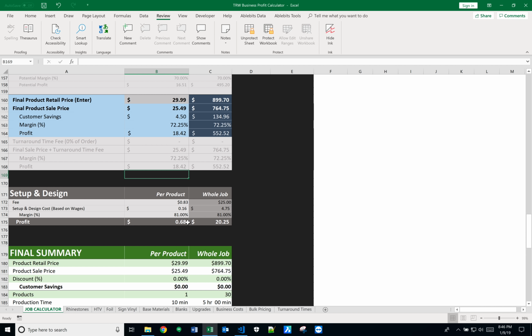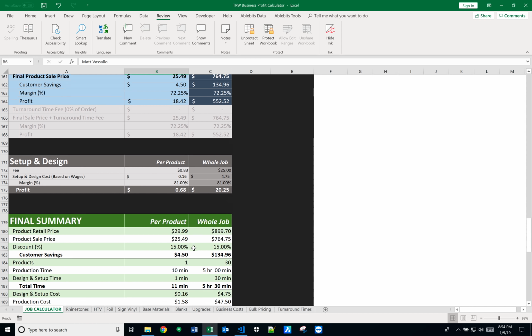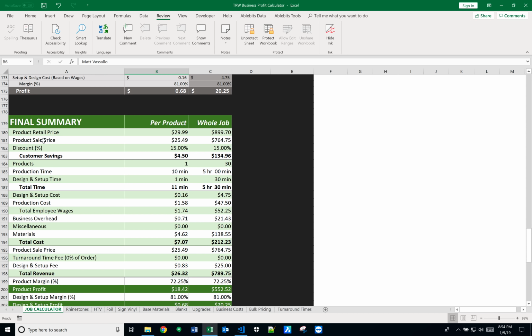Again, we want to be conscientious of that setup and design fee. All right, finally, we're going to look at our summary. So let's bring it home. Let's see what we made on this job and all the different details about the job. The first thing here is just going to reiterate what your retail price was, right? You decided on $29.99. The whole job ends up being $899.70. Your sale price here per product and for the full job, what the discount was, what the customer ended up saving.